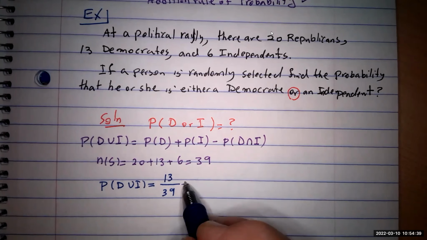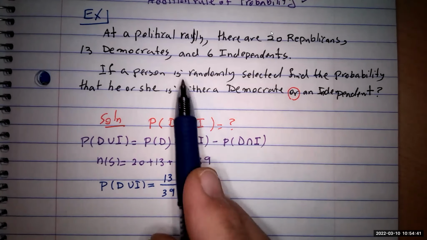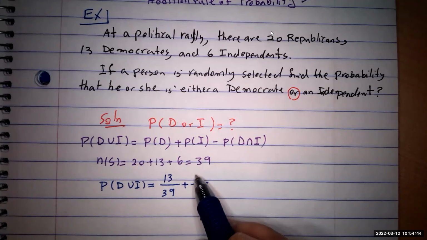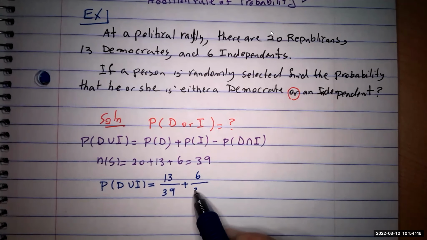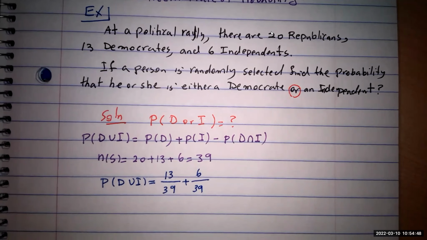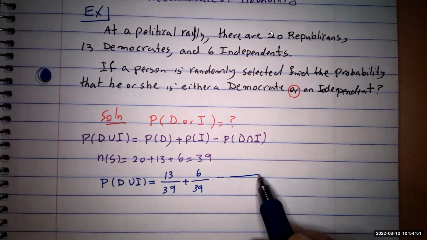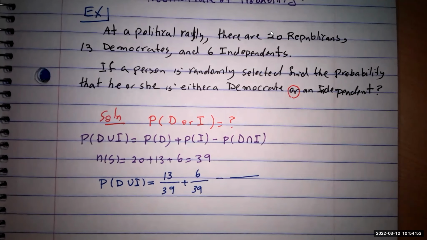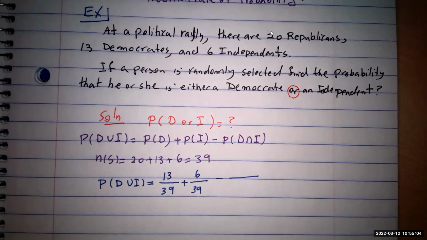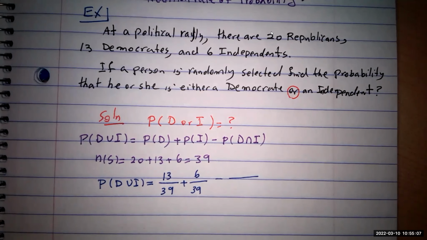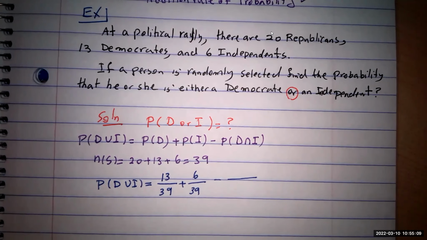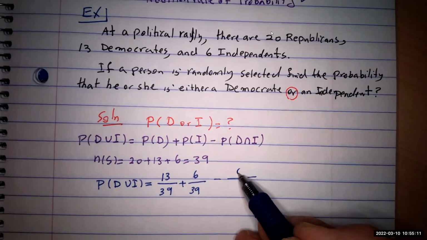Plus independent. How many independent do you have? We have only 6 independent, 6 out of the total, which is 39. Okay, minus how many people can be Democrat and independent at the same time? You just check, this category does not exist. Because in the information that's given to you, the person is either a Democrat or is independent. So in this case, this category is 0.